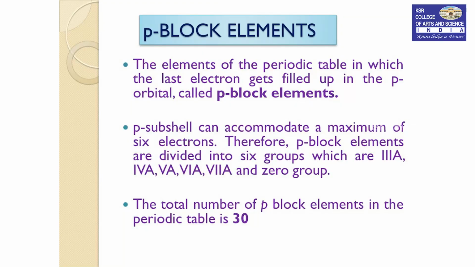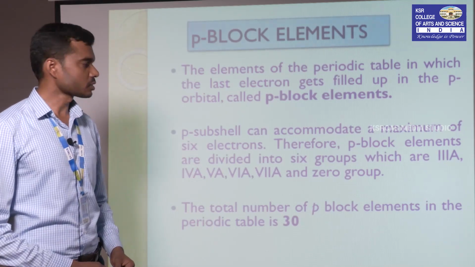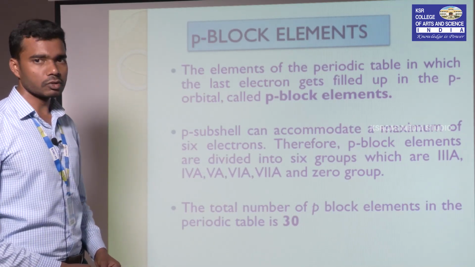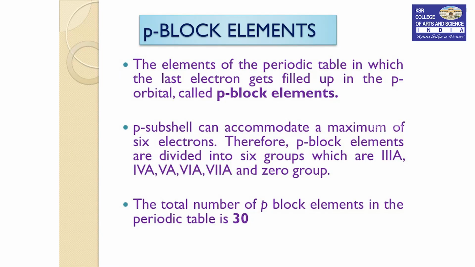P block elements. Here also the last electron enters the P orbital, so it is called P block elements. The P subshell can accommodate a maximum of 6 electrons in its orbitals. P block elements are divided into 6 groups, which are 3A, 4A, 5A, 6A, 7A, and 0 groups. The total number of P block elements in the periodic table is around 30.